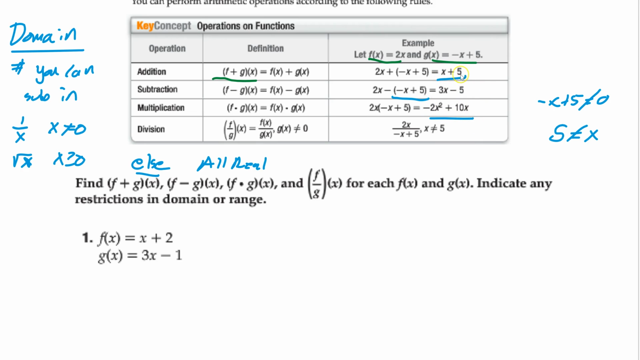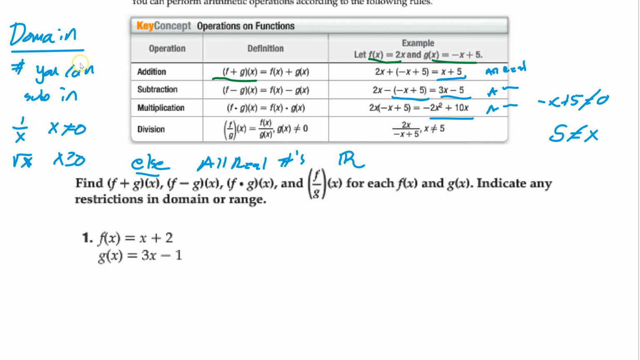So look at that one. I can plug in anything I want. My domain is all real numbers. My domain here, all real numbers. My domain here, all real numbers. Only when there's a fraction or square root, I've got to think about it. Oh, it's not all real numbers. In this case, it's x not equal 5. So all real numbers, also known as that fancy R.